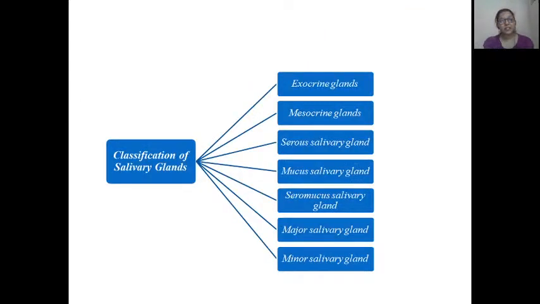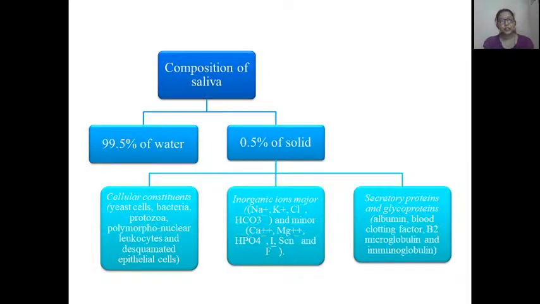There are various classifications of the salivary gland according to the features. First is exocrine glands, mesocrine glands, serous salivary glands secreting the thin serous liquid, mucous salivary gland which secretes more amount of thick mucus, seromucous salivary gland which secretes both the serous and the mucous secretions, major salivary glands and minor salivary glands. Now, what is the composition of saliva?